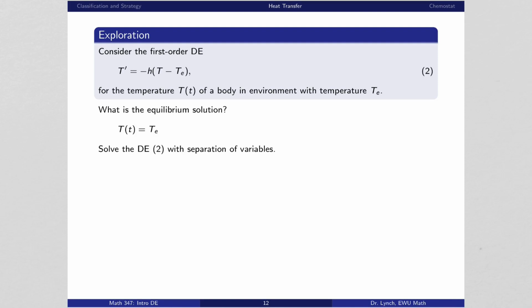And again, the interpretation here is that if your glass of water is already at room temperature, so the temperature of the water is equal to room temperature, then we don't expect that temperature to change at all. And our model supports that idea.